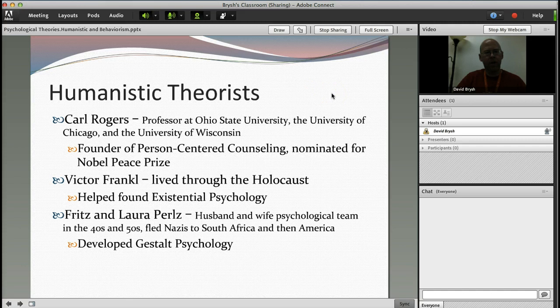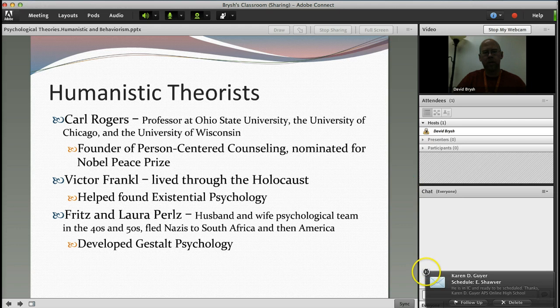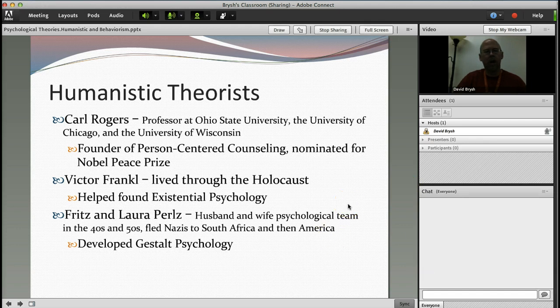So here are some major theorists. Carl Rogers is probably the most famous. He's a professor at Ohio State, the University of Chicago. He's been a professor at the University of Wisconsin. He's the founder of a theory called person-centered counseling, for which he was nominated for a Nobel Peace Prize. Pretty cool. Viktor Frankl actually lived through the Holocaust when most of his family was murdered. And so he's one of the ones that World War II greatly affected, and he founded a kind of humanistic psychology called existential psychology. I don't know if you know anything about existentialism. It's a kind of philosophy. Feel free to Google it sometime. It'll blow your mind, man.